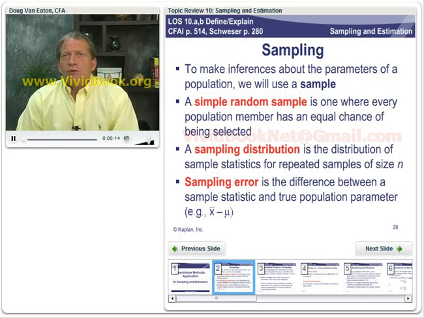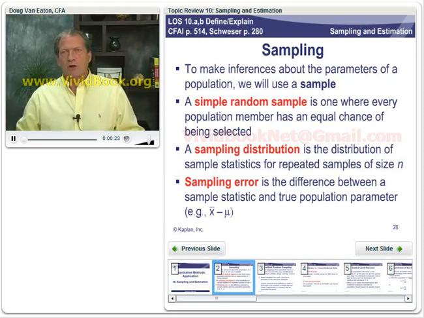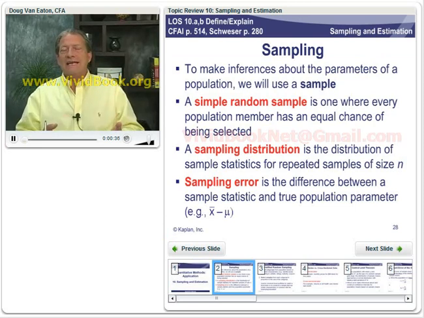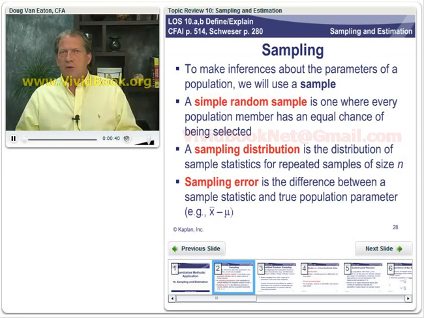To make inferences about the parameters of a population, we'll use a sample. Think about having a big barrel of balls all with numbers on them, right? And we want to know, what's the mean? What's the average value in this barrel of balls? Well, one way to make probabilistic statements about that is to take out 10 balls, add up the numbers, divide by 10, and use that as our estimate of the mean.